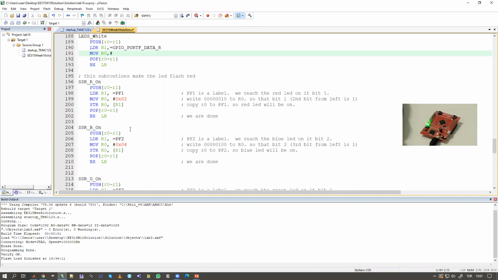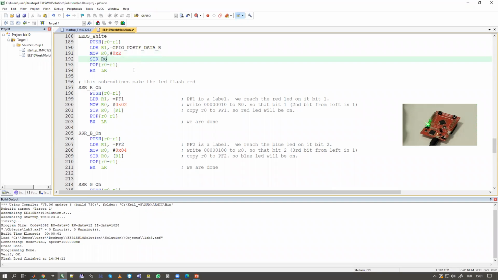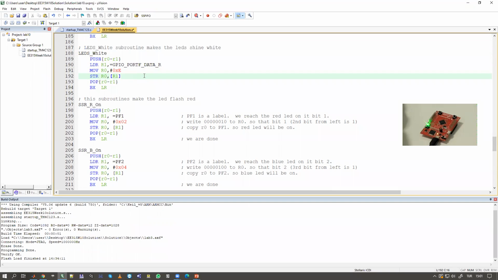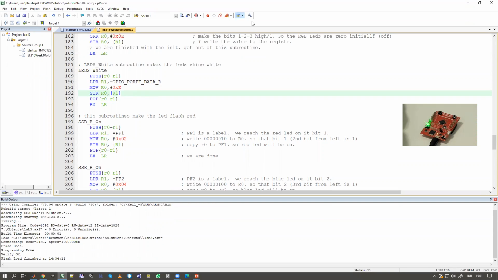I'm going to move into R0 the value 0x0E, guys. This is all zeros in the most significant bits and 1110. And I'm going to store the value of R0 to R1. Anything wrong with the code? Would you like to say, because I could be making mistakes. If you realize anything wrong with the code, please tell me.